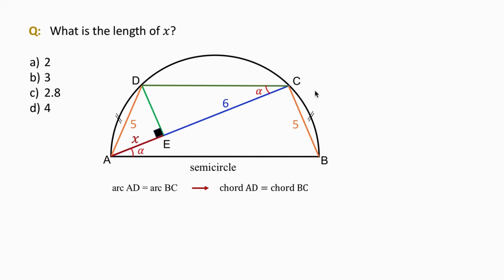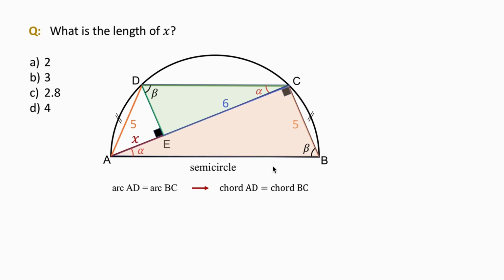Also, we know that if an inscribed angle intercepts a diameter, then the angle must be 90 degrees. In triangles CDE and ABC, the angles D and B are equal. Both triangles contain the angles alpha and 90 degrees. Therefore, their third angle must also be equal. We denote this common angle by beta.